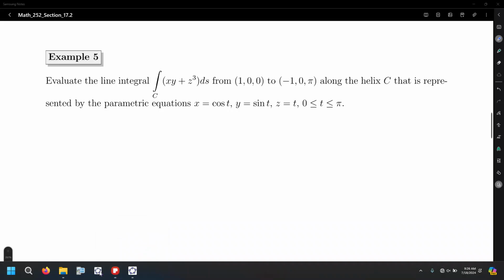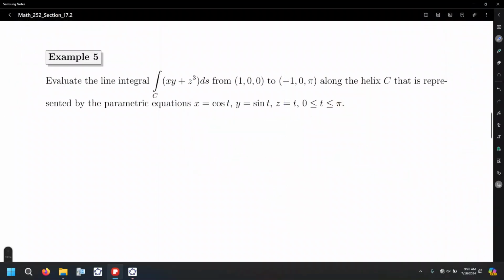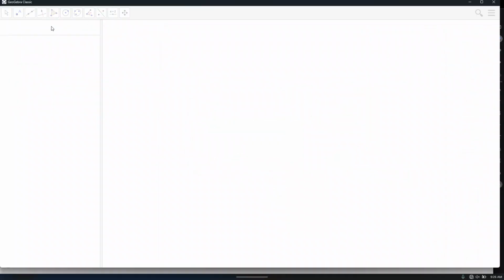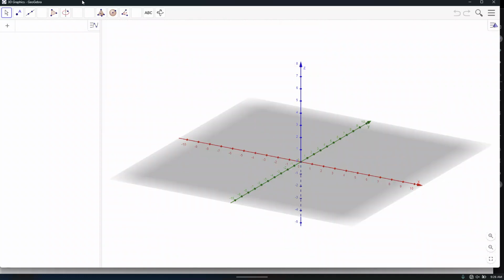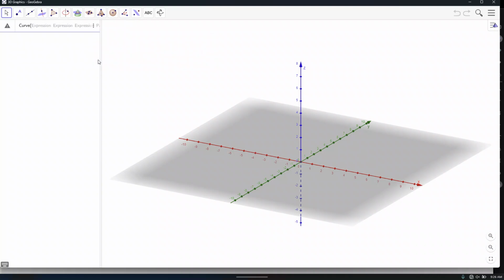Let me open a new GeoGebra here. Don't save, and open a new one. Let me use the 3D graphics. Let me open the curve parameter. So, curve, expression. There you go.